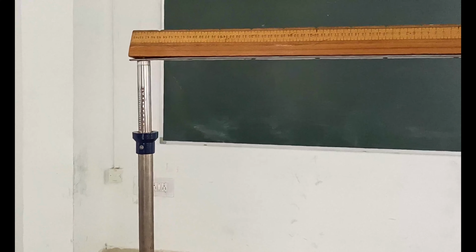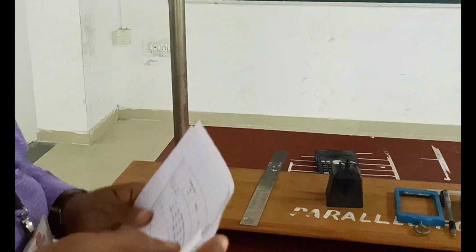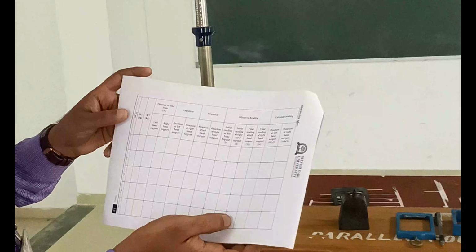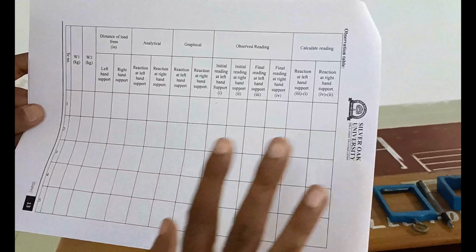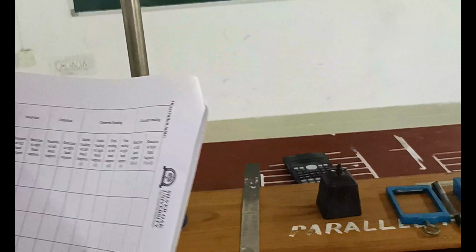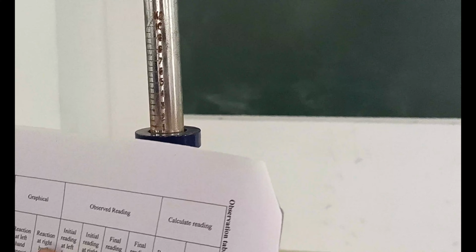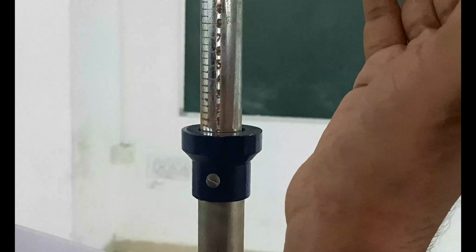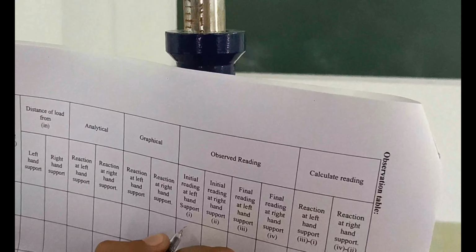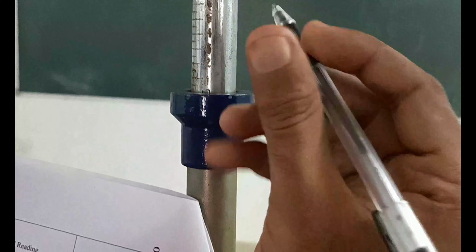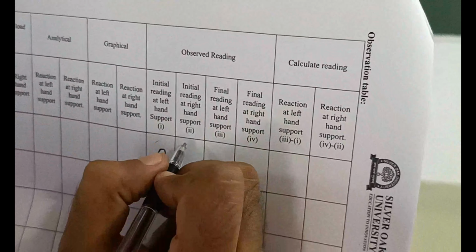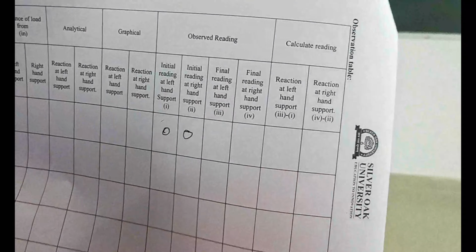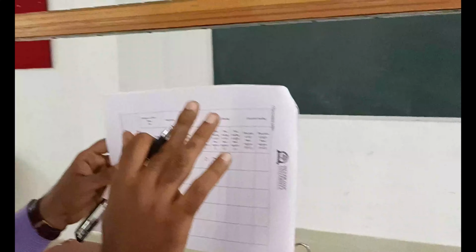As we know, in the equilibrium condition, all the vertical force, horizontal force, and moment in any section will be zero. This is the observation table, in which we need to fill in a few details. First, the initial reading at the left support is 0. On the right-hand side it is also 0. So the initial reading, observed without loading the beam, is 0.